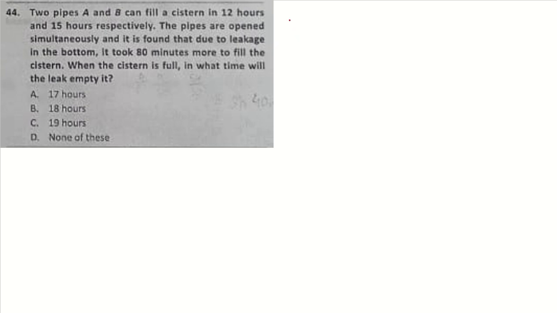Now, A fills the cistern in 12 hours. So, A fills 1/12 of the cistern, which is equal to 5/60th of the cistern per hour. B does 1/15th of the cistern per hour, which is equal to 4/60th of the cistern per hour. I converted into the form upon 60 to get the same base here. So when the pipes are open simultaneously, A and B both do a combined 9/60 of the cistern per hour.